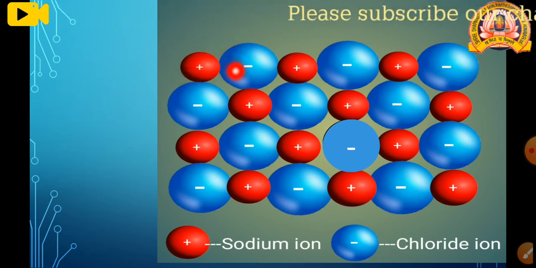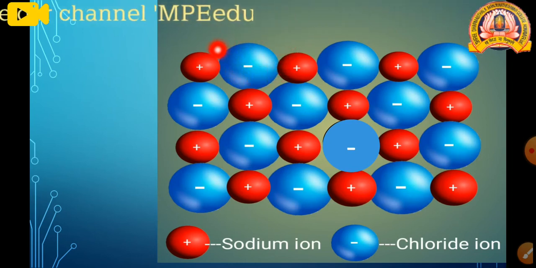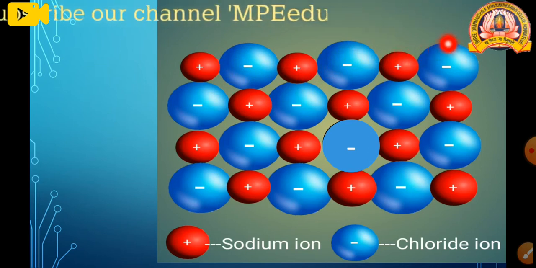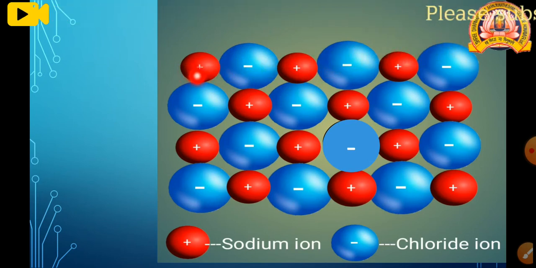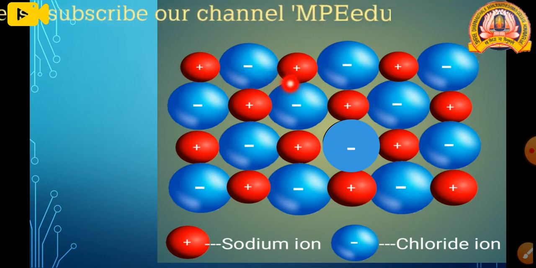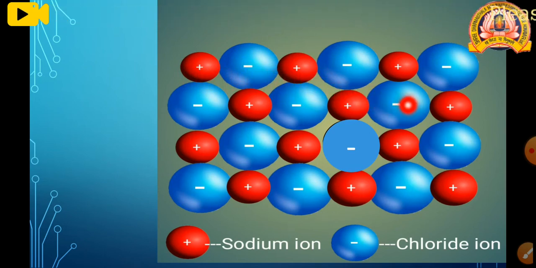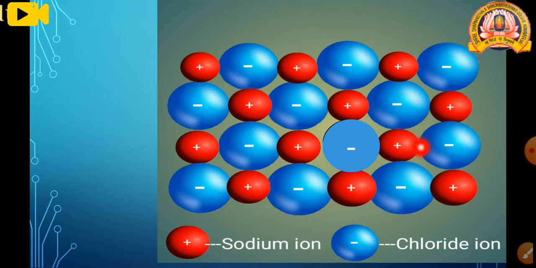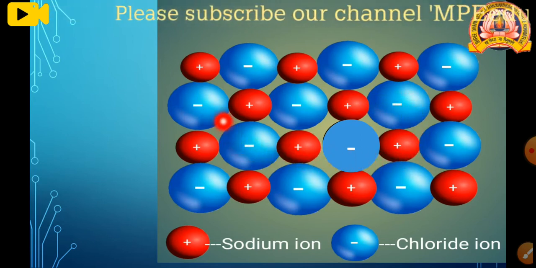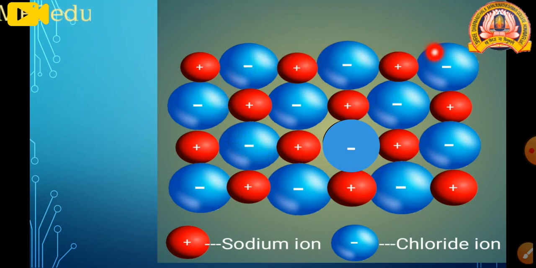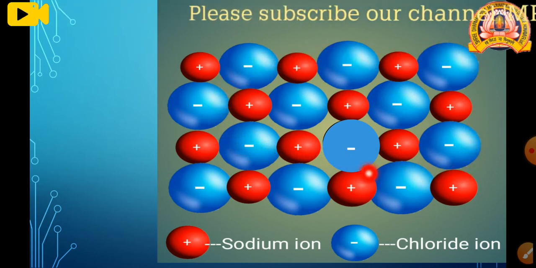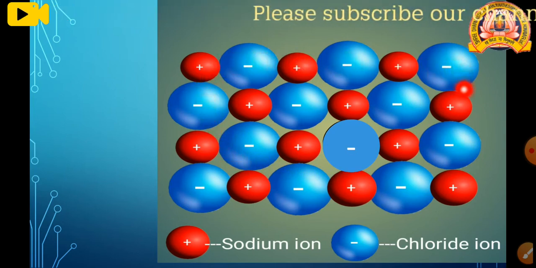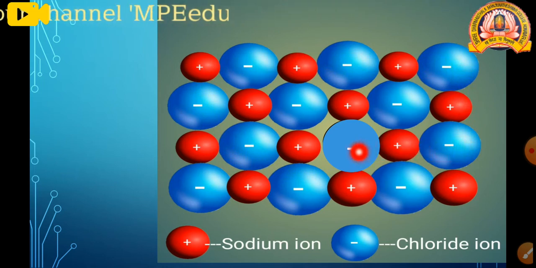The animation shows metal excess defect due to anion vacancy. I consider the example of a sodium chloride crystal. The red sphere is the positively charged sodium and the blue sphere is the chloride ion. It is a sodium chloride crystal. All the particles are orderly arranged, and this one is the three-dimensional view. This is the sodium chloride ionic crystal.